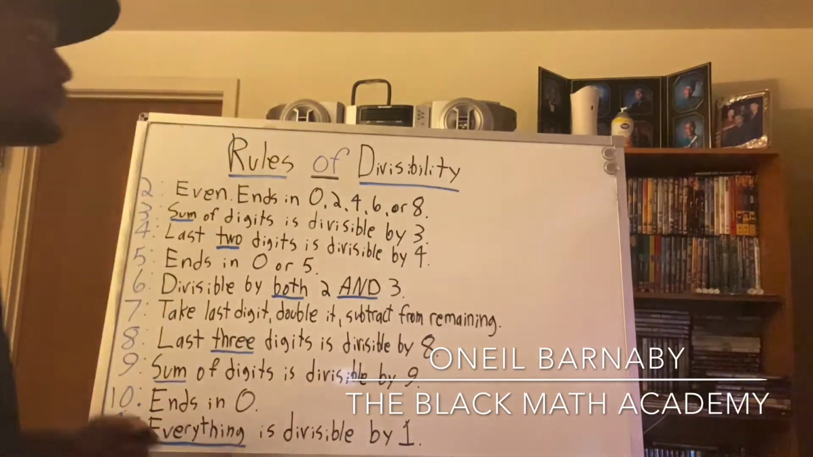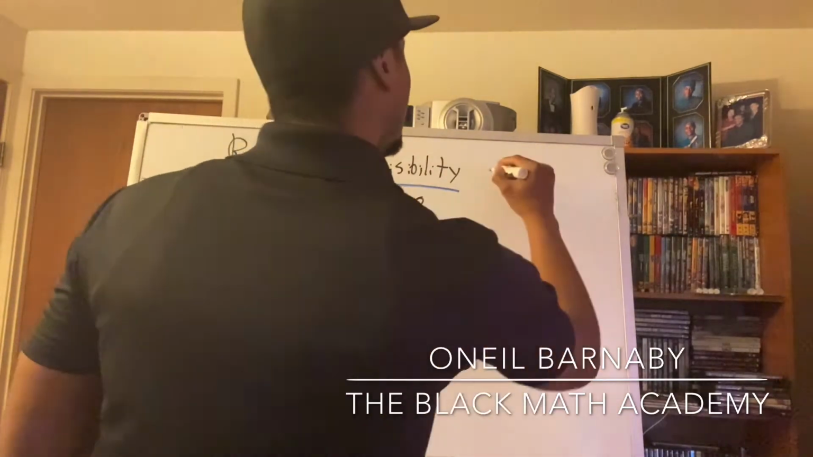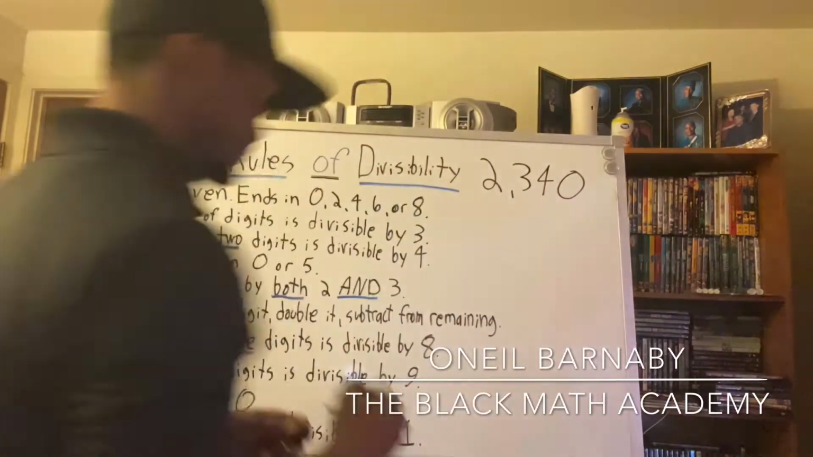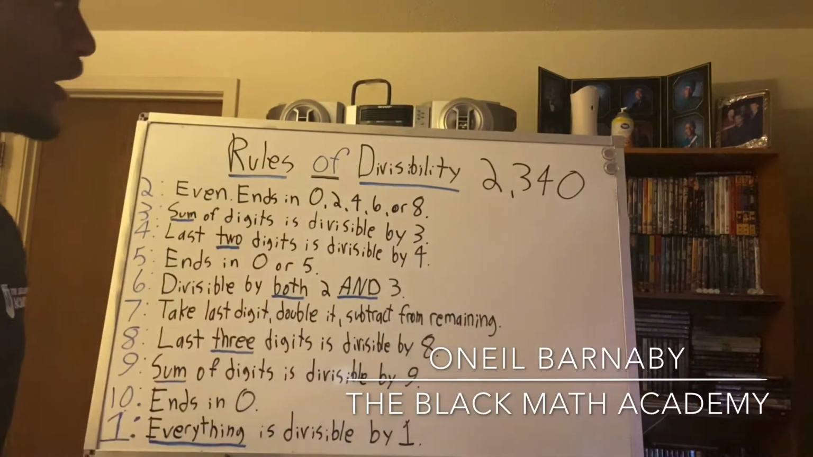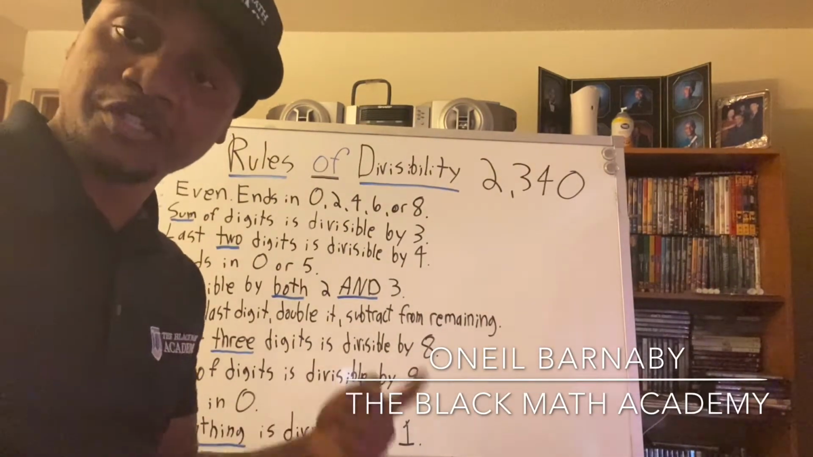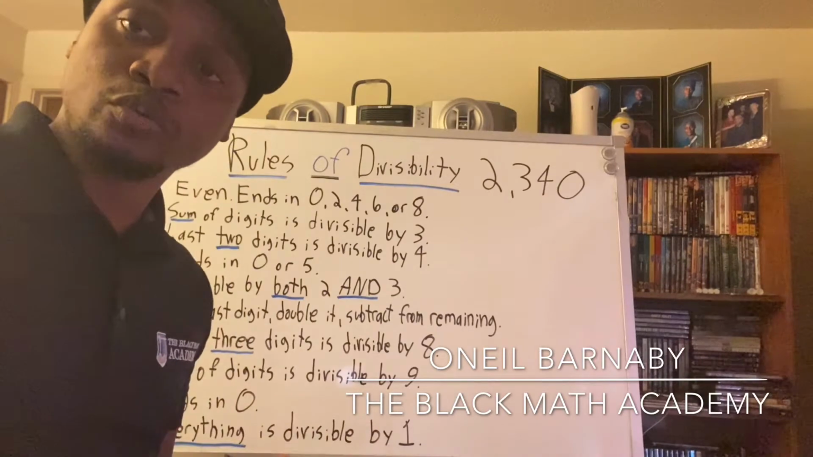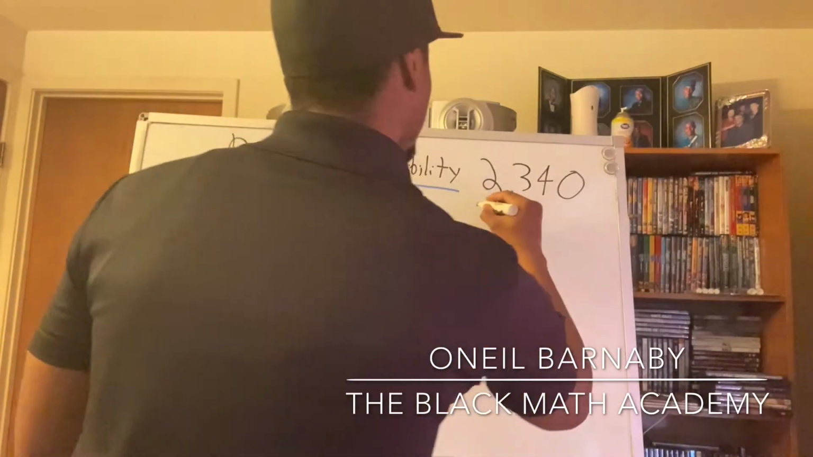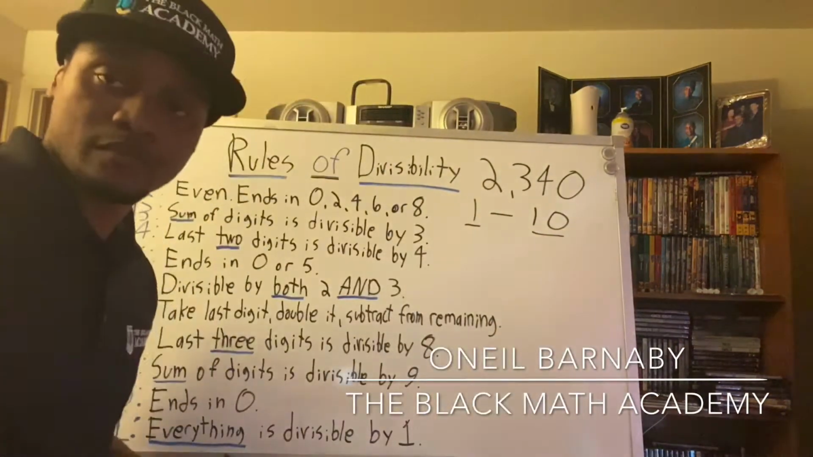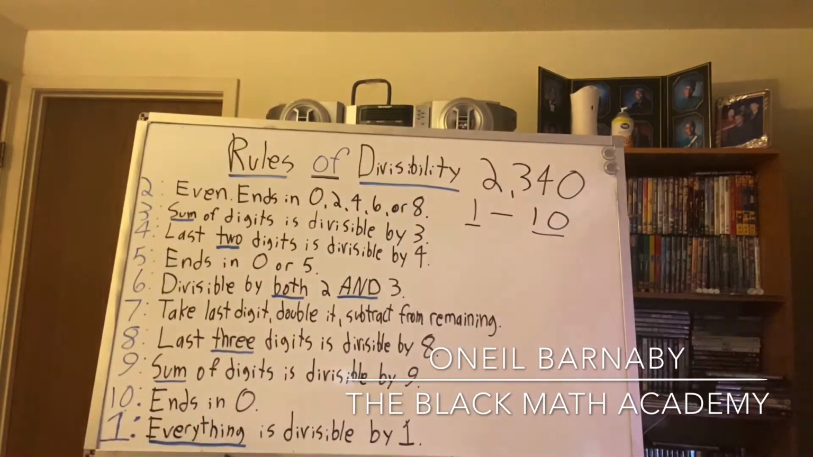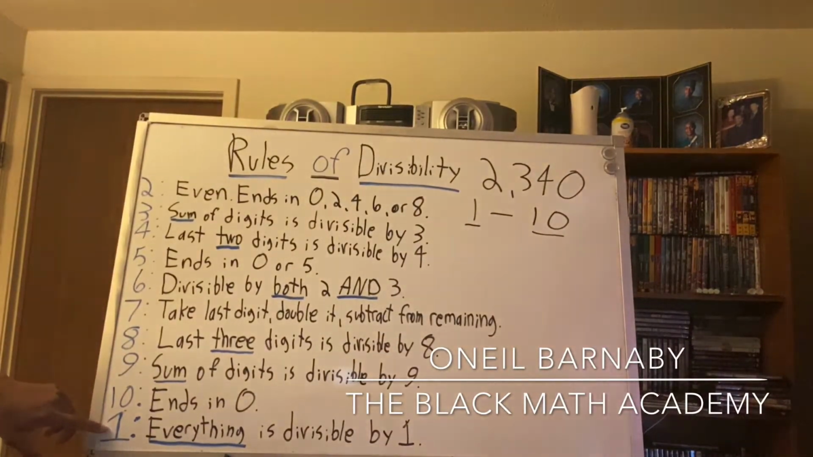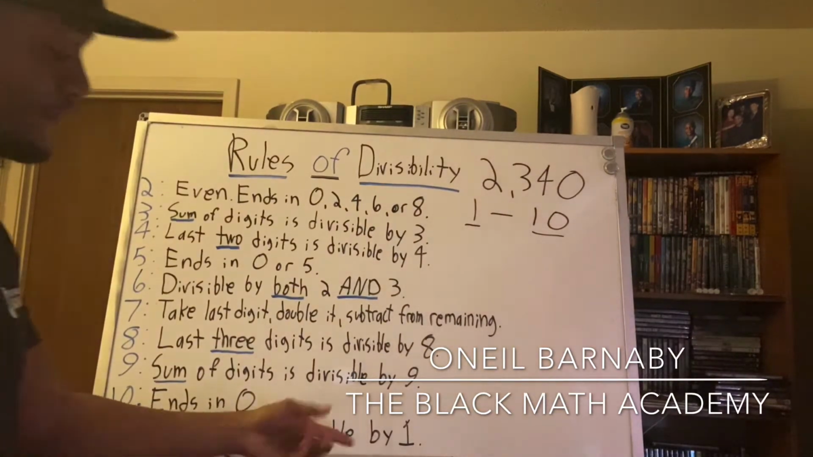So for example, let's say you had the number 2,340. And from that number, you want to find out whether or not it's divisible by the values between 1 and 10. But let's say we're going to include 1 and 10 as well. So the numbers between 1 and 10, but we're going to include 1 and 10 within that list. So let's begin. So the rule for 1, which I wrote down here, says that everything is divisible by 1.